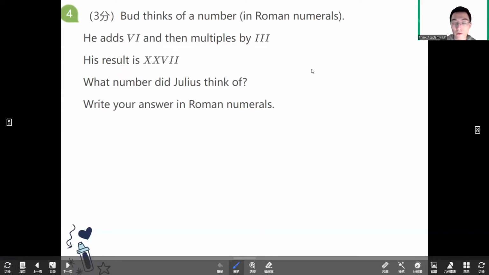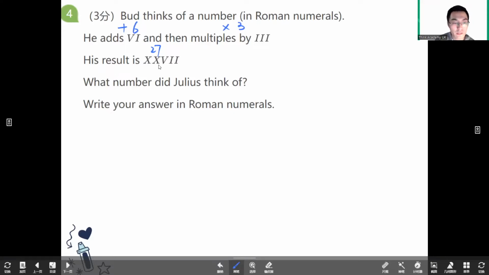Bud thinks of a number in Roman numerals. He adds 6, if you know your Roman numerals, and then multiplies by 3. His result is 27. So I'll write it down: this is 6, add 6, multiply by 3, and then the result is 27. So it's actually just asking you to solve an equation. We are all confident with solving equations. So what number did Julius think of? Write your answer in Roman numerals.